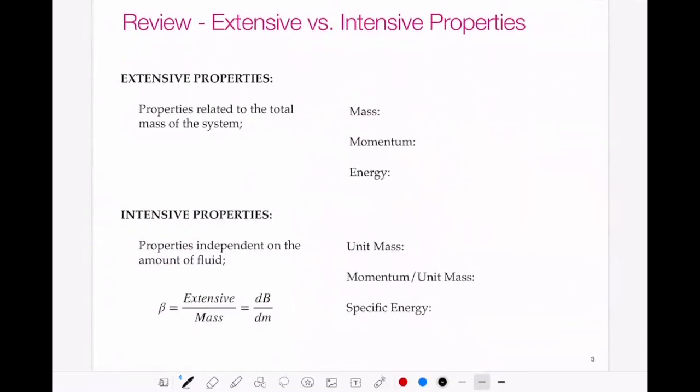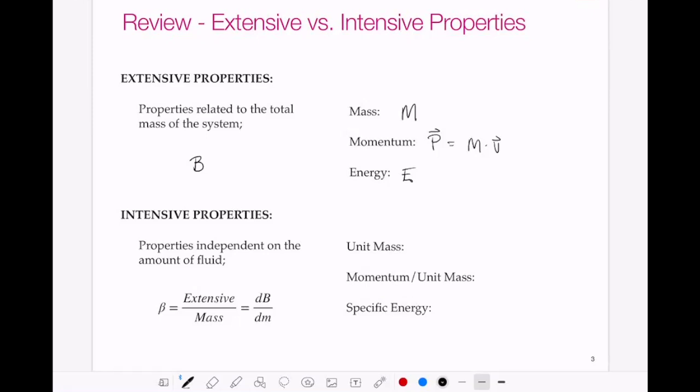We also defined two different types of properties, which were extensive and intensive. Extensive properties, we said, were related to the total mass of the system. And we used the value of capital B to represent our extensive properties. Examples of extensive properties are our mass, which is M, and our momentum. What is the relationship for momentum if we think back to our dynamics course? If we call momentum our variable P, P is equal to what? Yeah, mass times velocity. And because velocity has a direction, our momentum is also going to have a direction, so it's also a vector quantity. And then lastly, energy. Our extensive energy we call E.